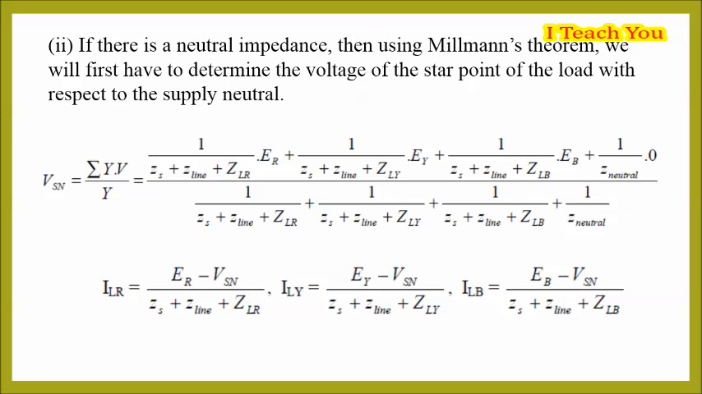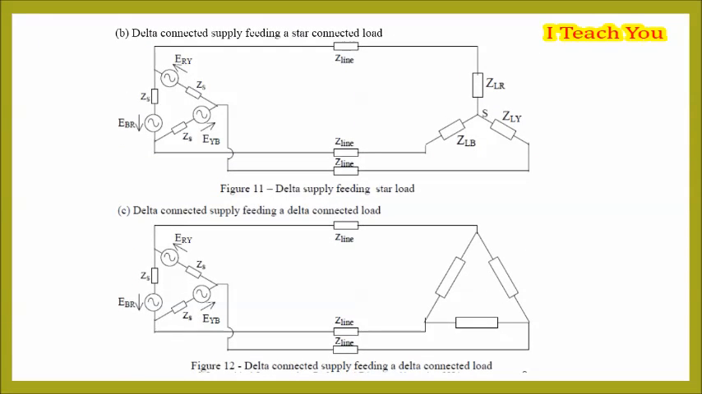Delta connected supply feeding a star-connected load. If the supply was connected, not in star but in delta, figure 11, which is not the case in practice, then we would have to write the Kirchhoff's current law for the loops and solve as a normal circuit problem. When a delta-connected supply feeds a delta-connected load, figure 12, which is not usual, then the line voltages are known so that the currents inside the delta can be obtained directly from Ohm's law. The line currents can then be obtained by phasor summing of the currents inside the delta. The remaining variables are then obtained directly.